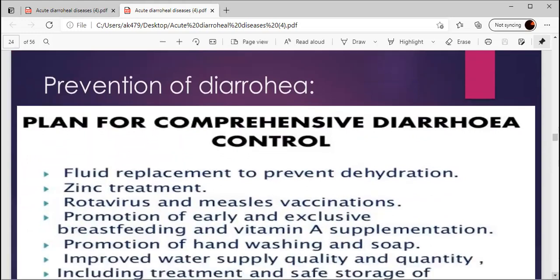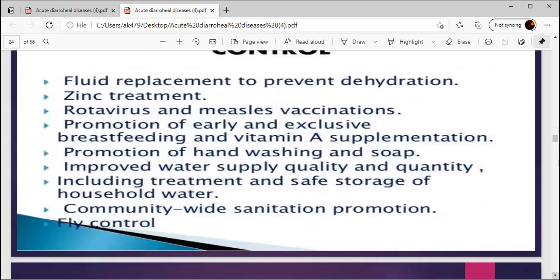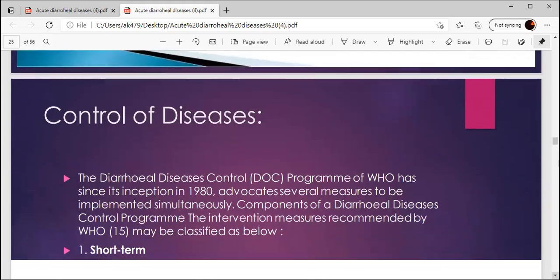Prevention of diarrhea. Fluid replacement to prevent dehydration, zinc treatment, rotavirus and measles vaccination, promotion of early and exclusive breastfeeding and vitamin A supplementation, promotion of hand washing and soap, improved water supply quality and quantity, including treatment and safe storage of household water, community-wide sanitation promotion, fly control.